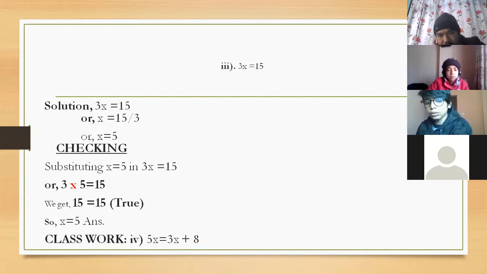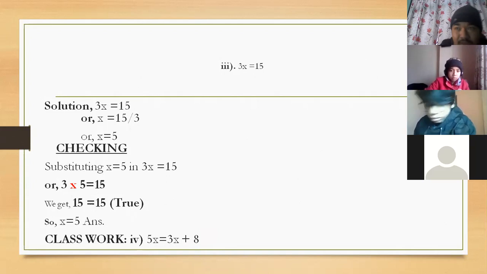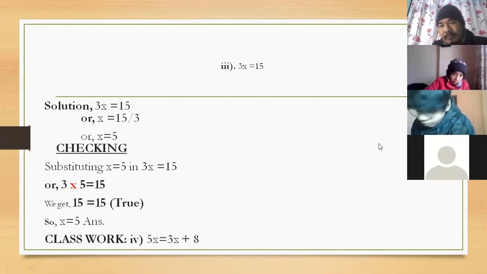Sir, do this classwork also. X is equals to 4. X equals 4 will be the answer. You are right. Are you clear, children?